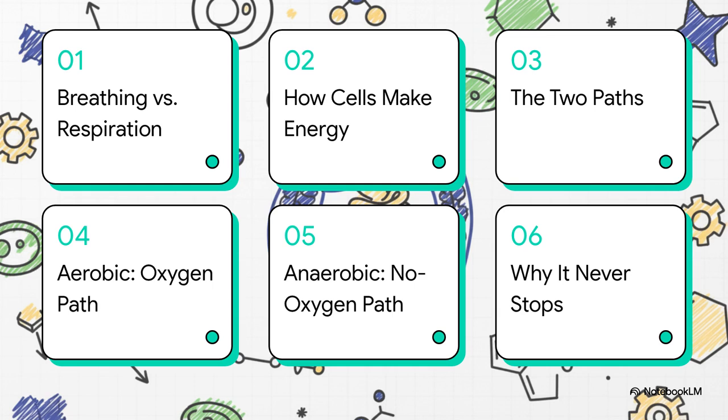We will start by understanding the difference between breathing and respiration. Then we'll see how our cells actually make energy. After that, we will look at the two different paths of respiration, one with oxygen and one without. And finally, we'll understand why this process never, ever stops.